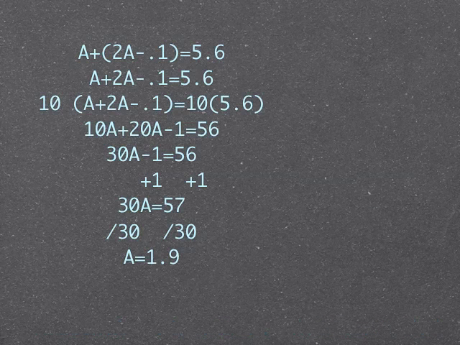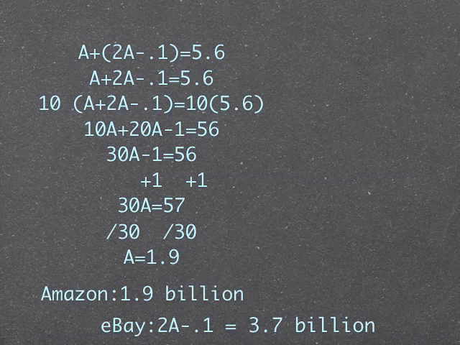Okay, solving, I get Amazon is 1.9. So if I go back and look at my key, eBay is twice Amazon minus 0.1. So if we take 2 times 1.9, we get 3.8, and then we subtract 0.1, so we have 3.7 billion.